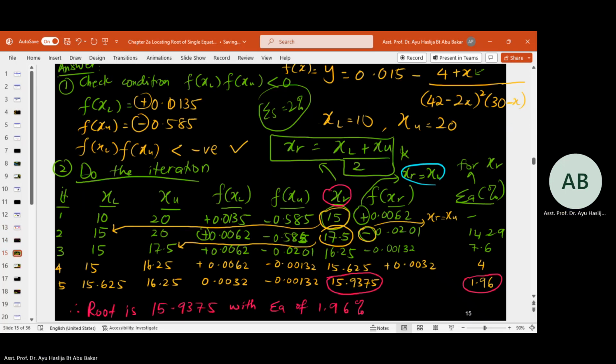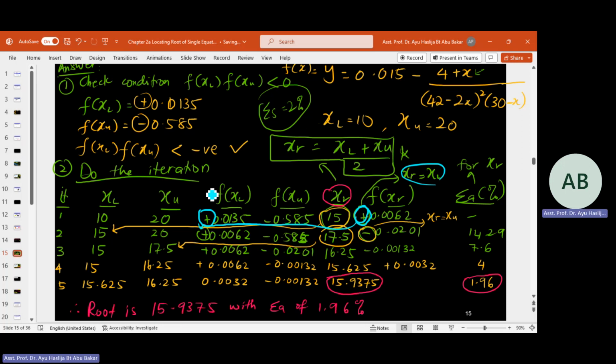Another method is to make it easier. You see the sign of f(xr) here is positive. So you replace the next iteration, this positive, replace the positive value. First iteration, f(xl) is the positive one, right? So the next iteration, you replace the positive value. f(xu) is negative, so don't disturb this part. We just replace the new positive value for the second iteration.